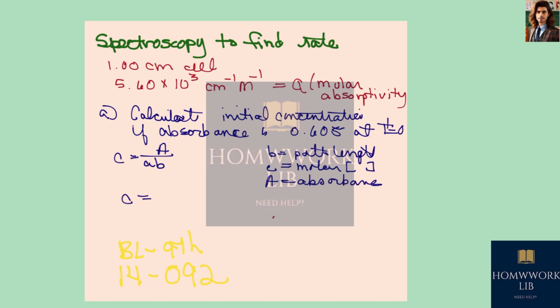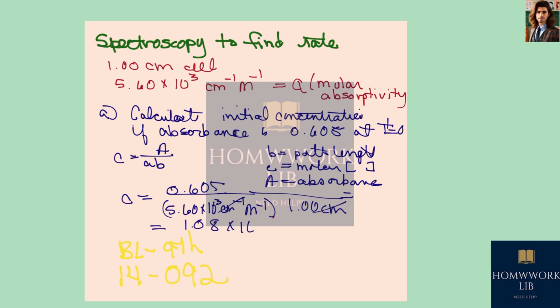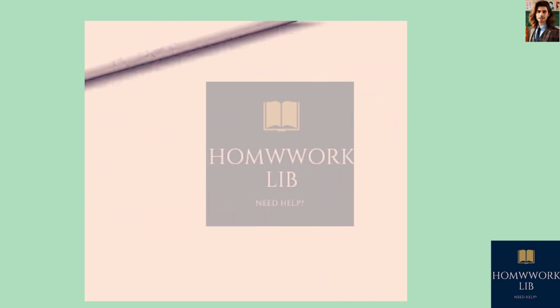So let's substitute our values in. 0.605 divided by 5.60 times 10 to the third, multiplied by our path length, which is 1.00 centimeters. That crosses out, and we get 1.08 times 10 to the minus fourth molar. There's our first calculation.